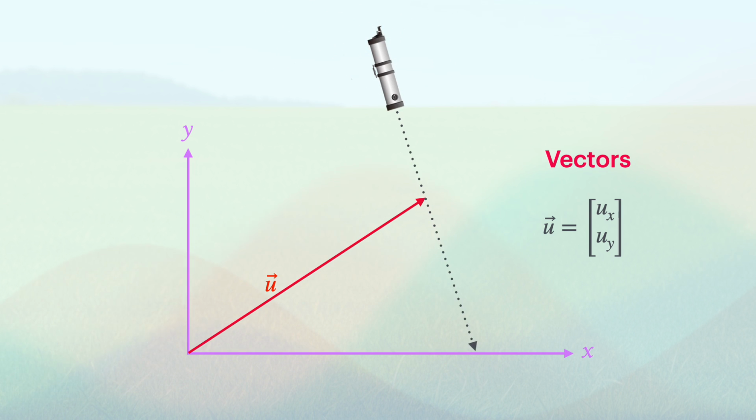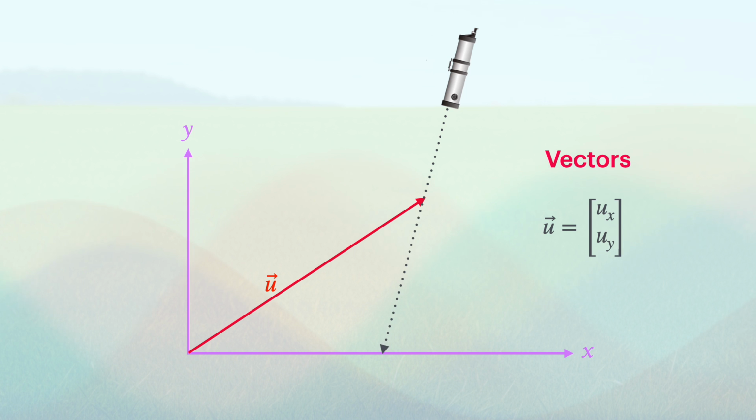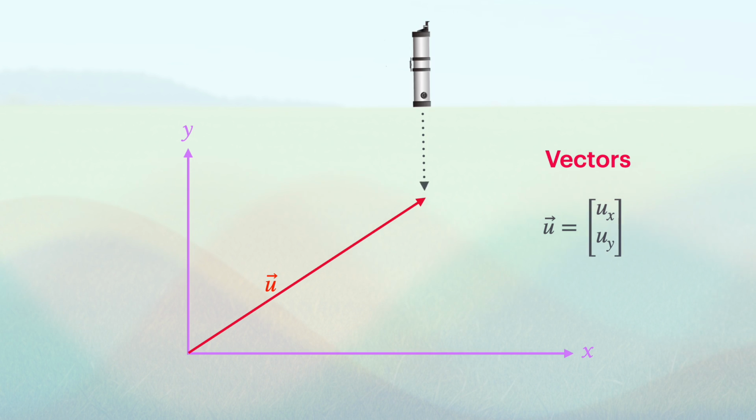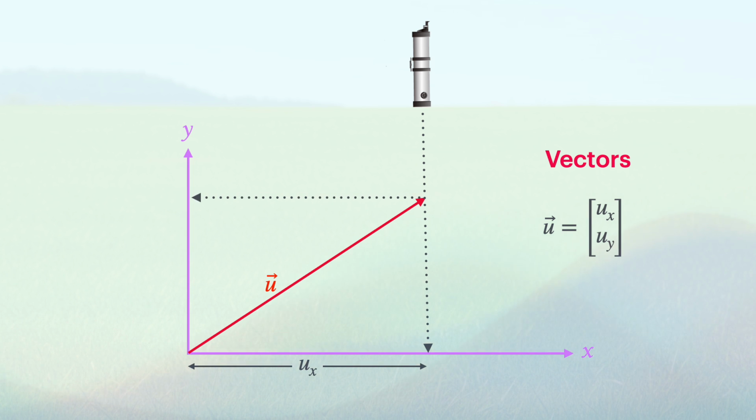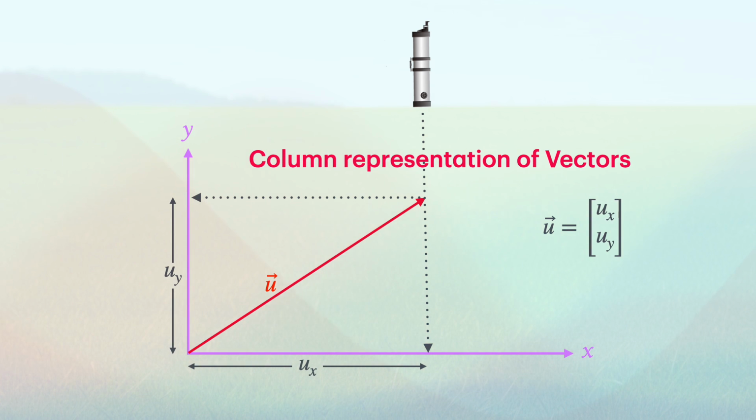To find the distance along the x-axis, we adjust our line of sight so it is parallel to the y-axis, and then measure the distance from the origin to where this line of sight intersects the x-axis. Similarly, to find the distance along the y-axis, we adjust our line of sight parallel to the x-axis and measure the distance from the origin to where it intersects the y-axis.